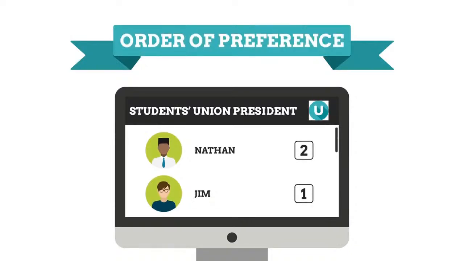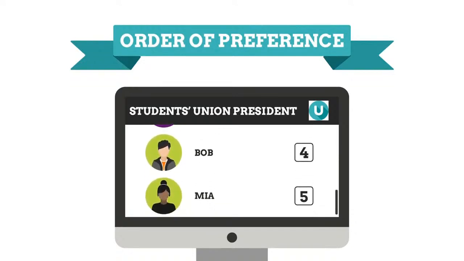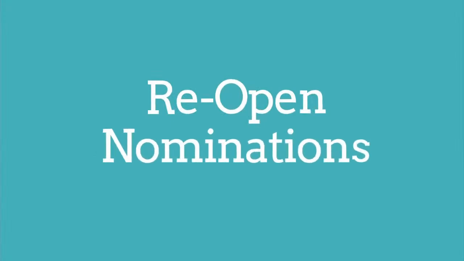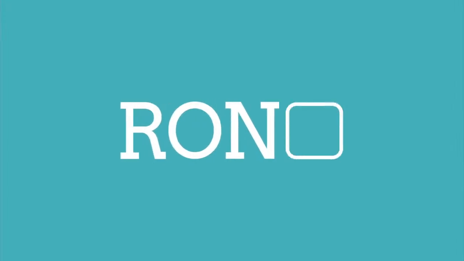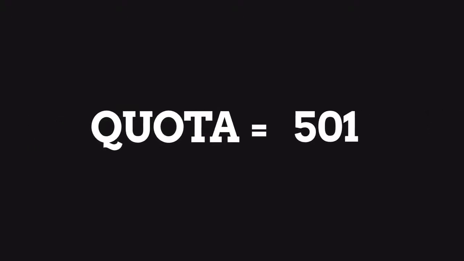This means you need to put a number 1 by your favourite, a number 2 by your second choice, and so on. In every election, a candidate called Reopen Nominations, also known as RON, will run. In the event you do not wish to vote for any of the candidates on the ballot, you can put RON as your number 1 choice. To win, a candidate must reach quota, which is the total number of votes divided by 2 plus 1. In our election, there have been 1,000 votes, so quota is 501.